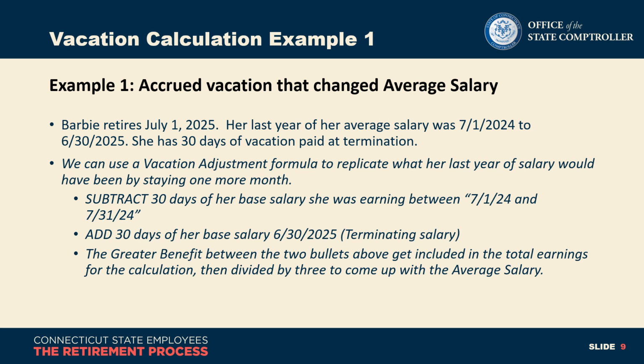A vacation time differential is needed for the calculation to ensure that the average salary is not overstated by 30 days. The 30-day rate that was in place at the beginning of the 12-month period must be subtracted and then replaced by 30 days at the rate Barbie was earning on June 30th, the last day she worked. The difference between these two get added to the average salary. That is called the replacement mechanism. Doing this calculation provides Barbie with a slightly increased benefit.